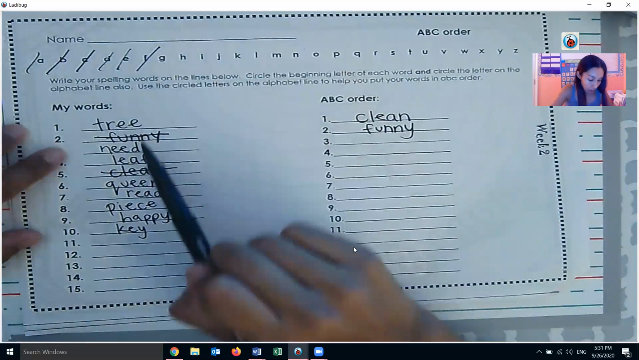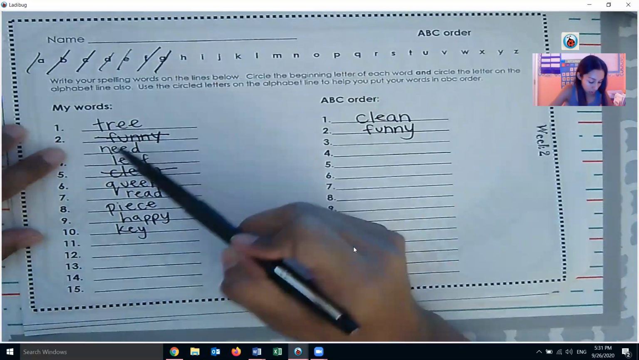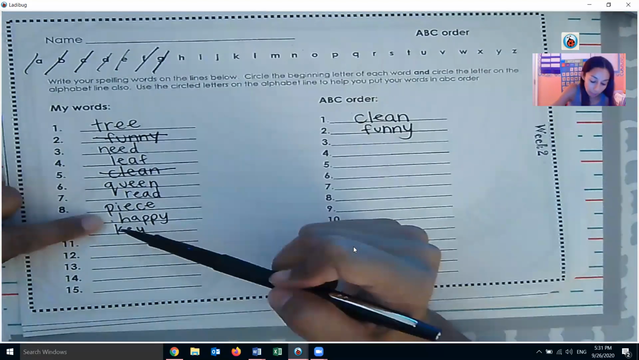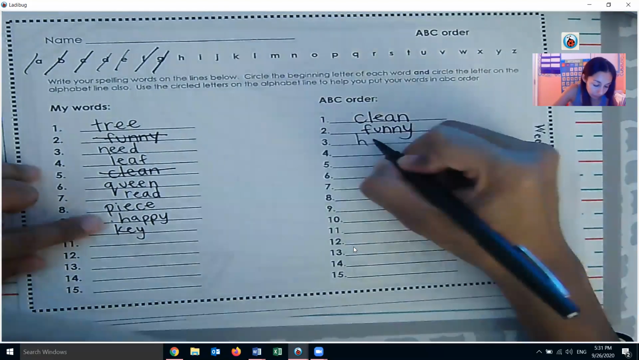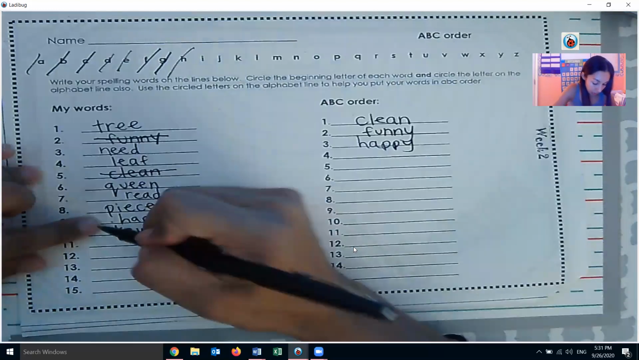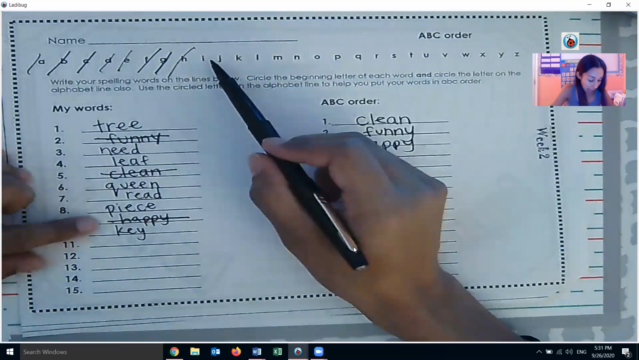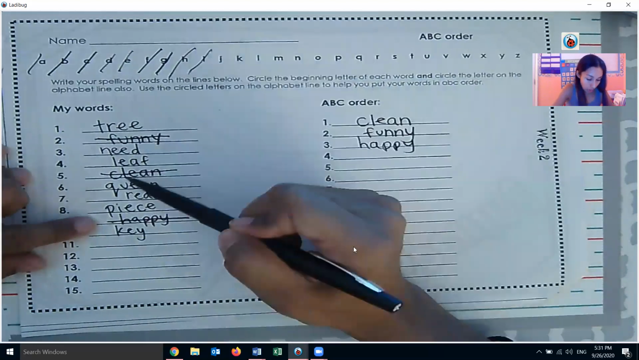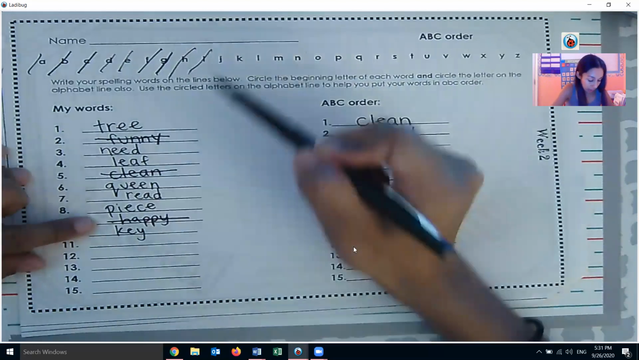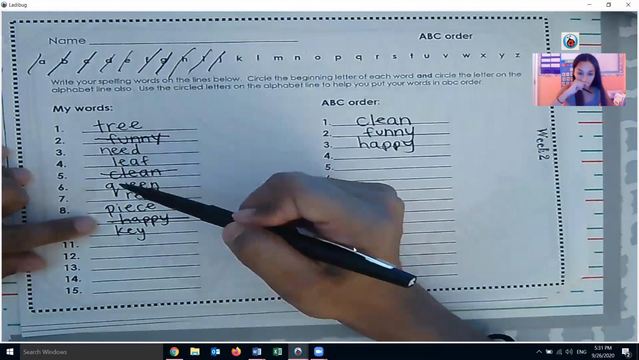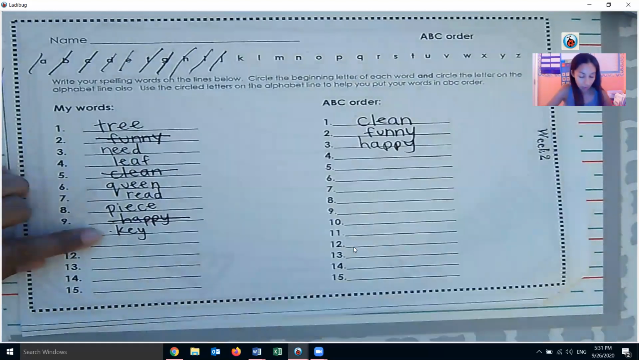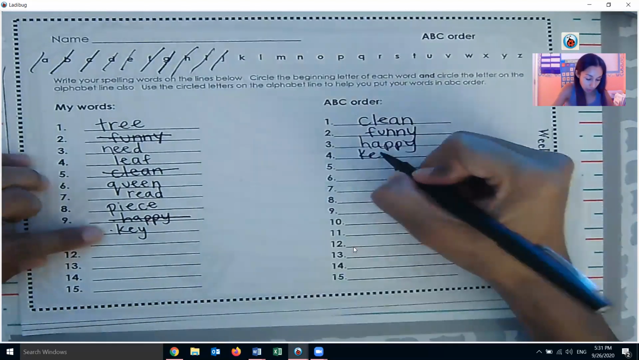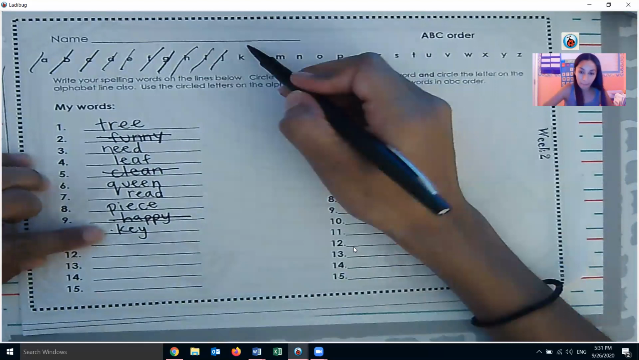And I'm going to go to G. G's. No G's. H. Ooh, I see one H, and it looks like it's only one H for happy. Cross that off. Next is I. No I. J. No J's. K. There is one K, and it was my last word, so that tells me it's only one with K. Key. Cross off K. Cross off key.